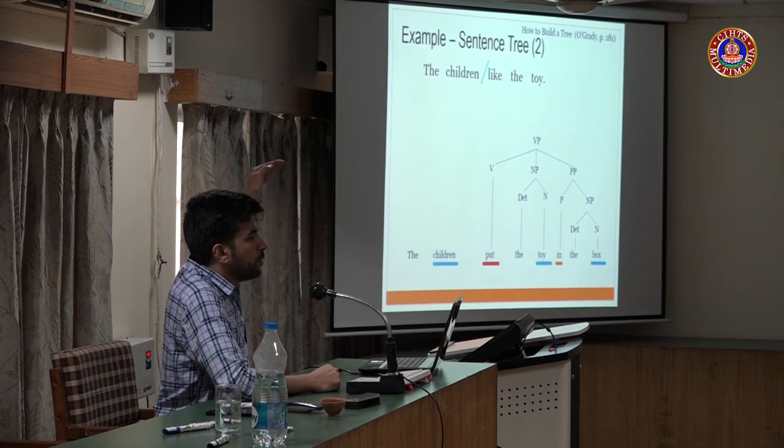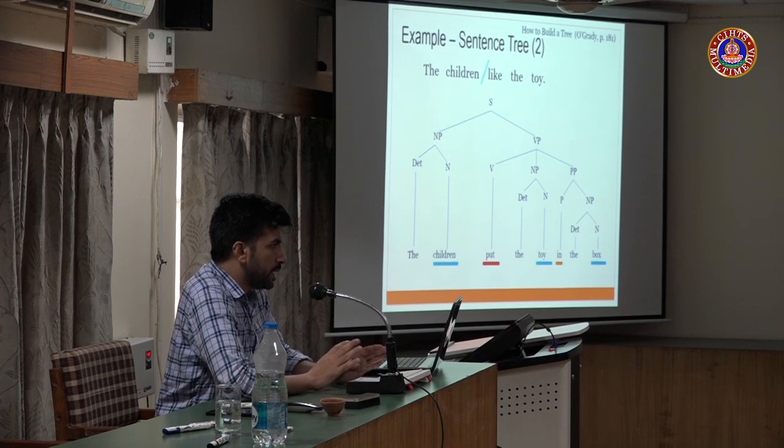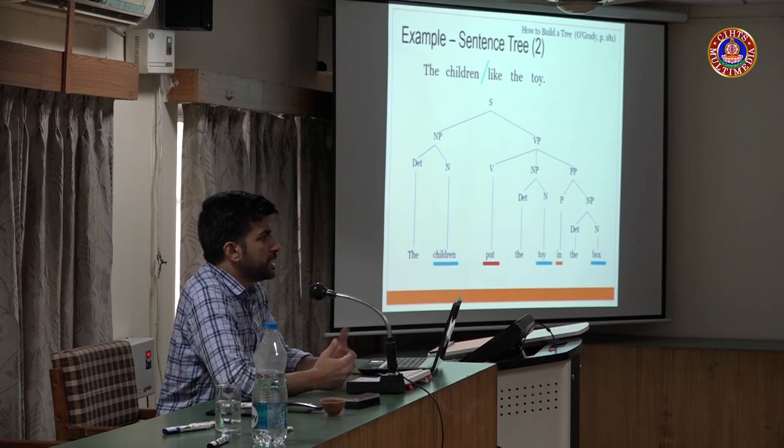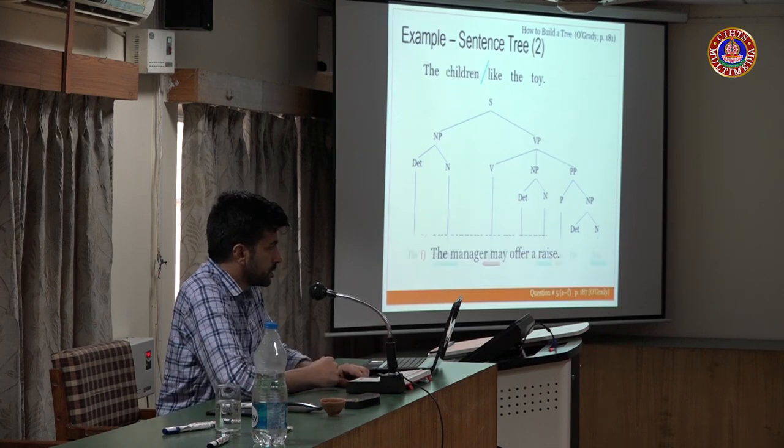And we are slowly moving towards the sentence. Sentence mein you will have noun phrase, then divided with a verb phrase. Ab upar S likhna mat bhoolna. So this is how we make tree diagrams of any sentence that you take. But the sentence has to have the word order, the combinations, right.